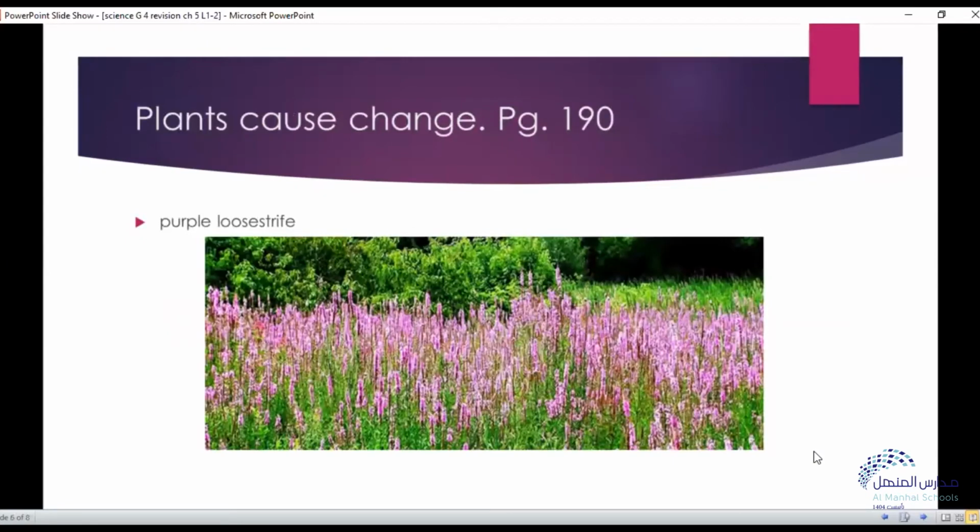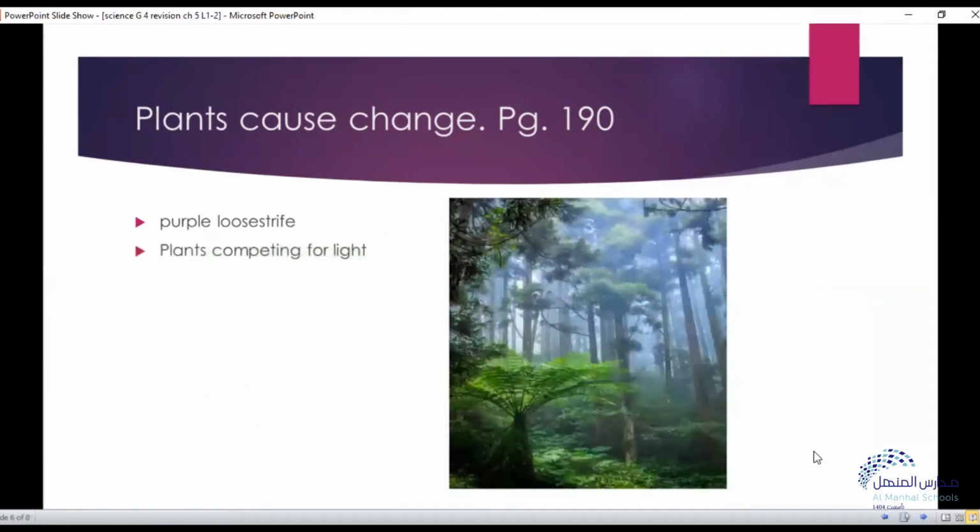Like, for instance, this purple loosestrife. The purple loosestrife was brought from China to the Americas because of its beauty, but because it has no competition, it usually takes over grasslands and grows over other plants. Plants competing for sunlight. In dense forests, you can see that plants usually compete for sunlight.